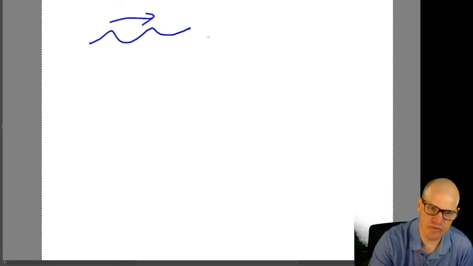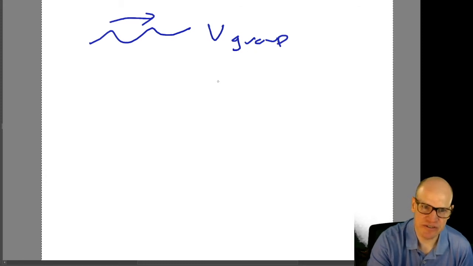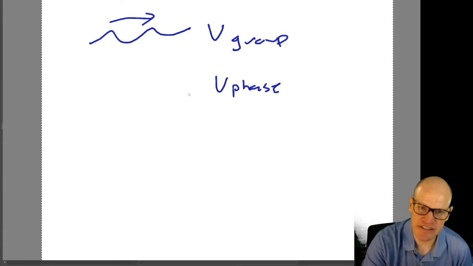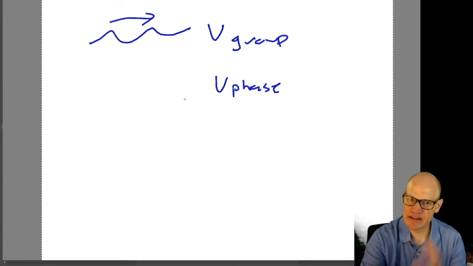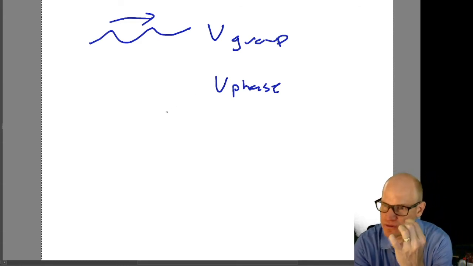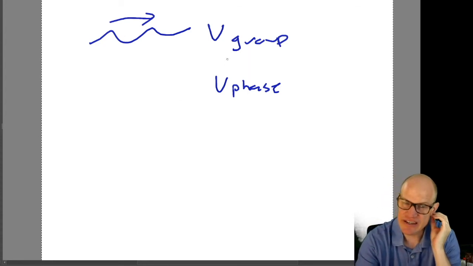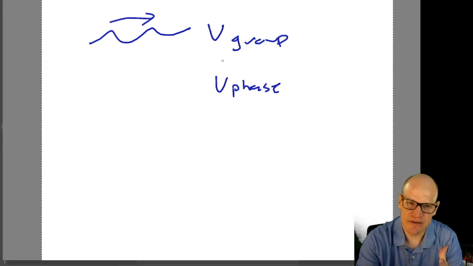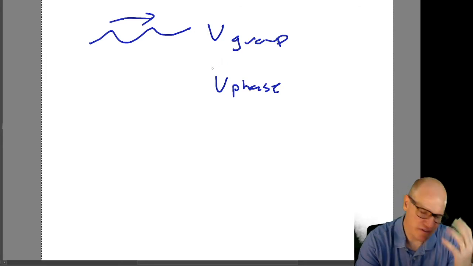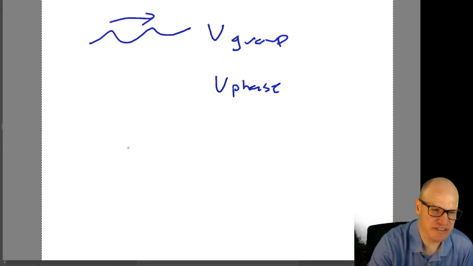One of them I call the group velocity, v group, and the other one's called the phase velocity, v phase. So the phase velocity is the speed that a given wavelength travels, and the group velocity is, let me show you what that is.